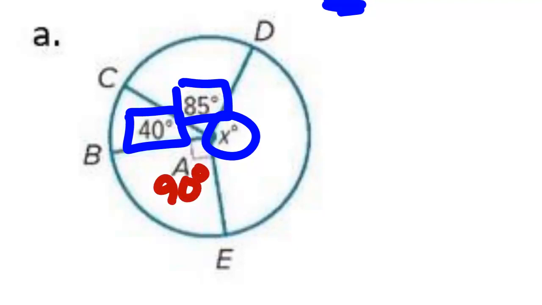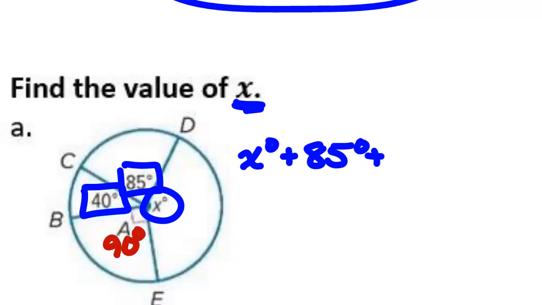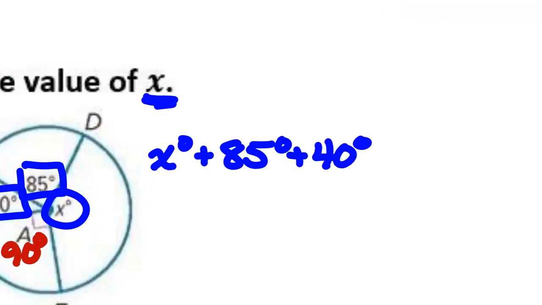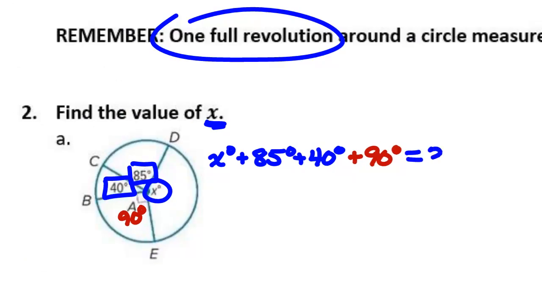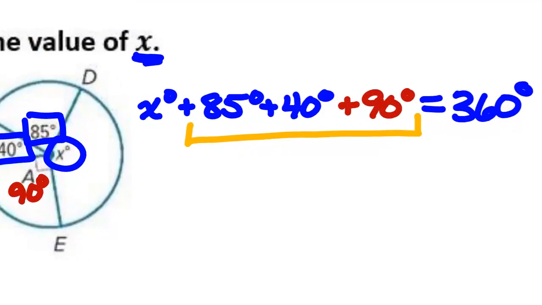And I know that all of those angles have to add up to how much? 360. X degrees plus 85 degrees plus 40 degrees plus 90 degrees equals 360 degrees. Got a whole bunch of like terms right here that we need to combine together. Can somebody add 85, 40, and 90 together for me? How much? 215. You said 215? Yes, sorry. I'm mishearing things today.